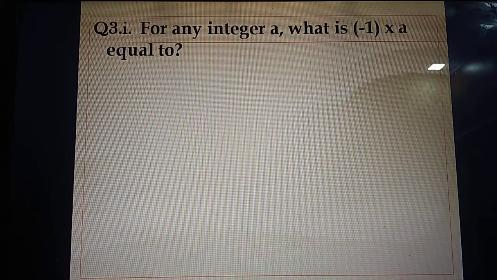Moving to the next question, that is question number 3. For any integer a, what is minus 1 into a equal to? As I told you, if you multiply any integer by 1, you will get the same integer again. But what if we multiply the integer by minus 1? So yes, minus 1 will change its sign. If the integer given to you is positive, after multiplying 8 by minus 1, you will get negative. And if the integer was negative, then after multiplication, it will become positive.